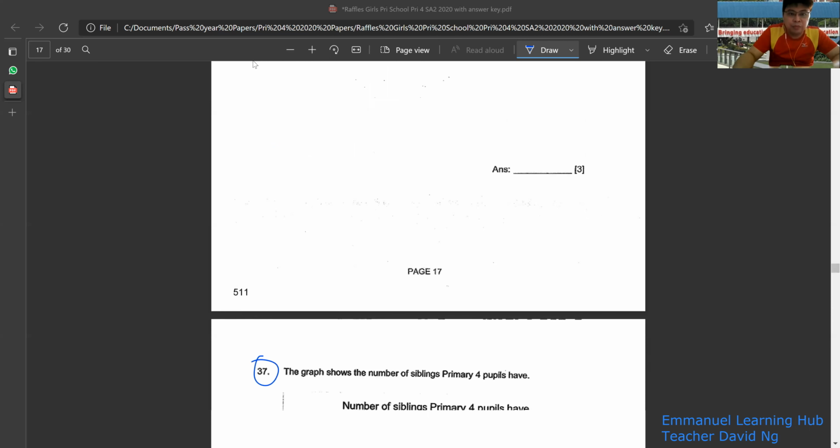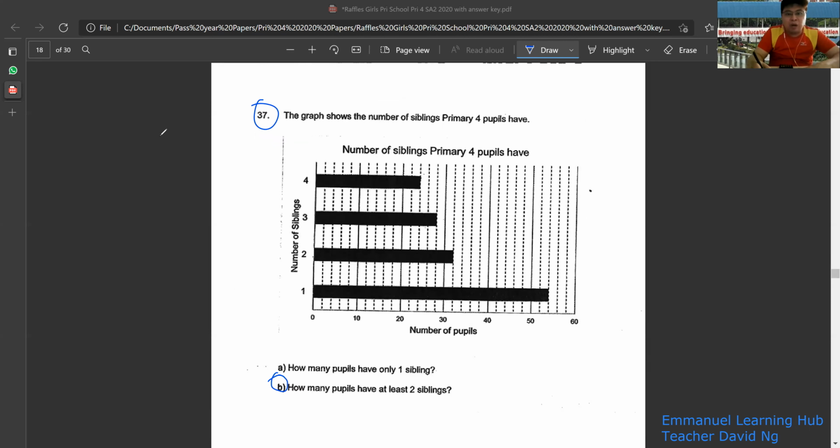Okay, 37. The graph shows the number of siblings primary 4 pupils have. Okay, so how many has 4 siblings? This is 24. Okay, not 22, 24. Because 2, 4, 6, 8, 10. Yeah, this is 24. So this is 28. This one is 32. This one is 54.